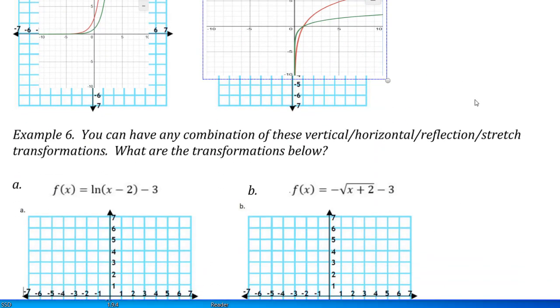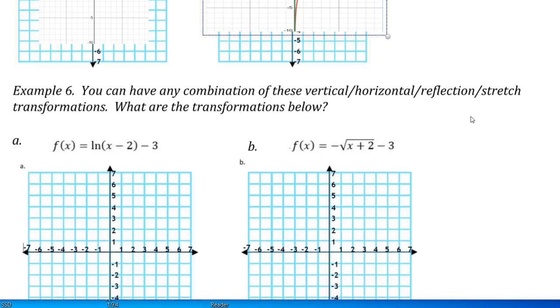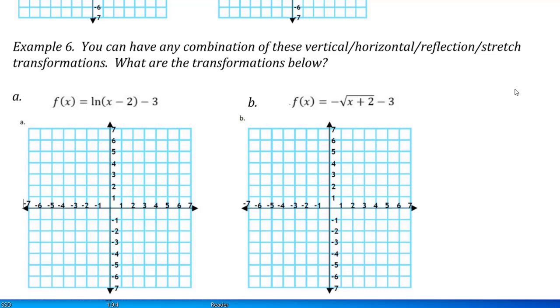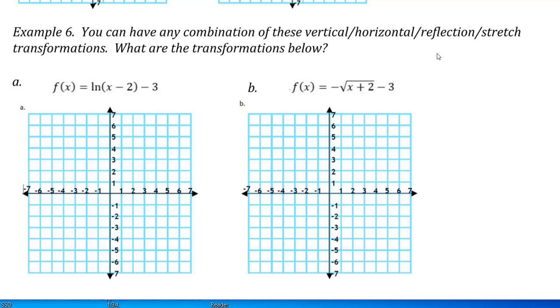All right, example 6. You can have any combination of these vertical, horizontal, reflection, stretch transformations. So what are the transformations below? So here's the meat of the lesson. This is what I was trying to get to. How do you graph this? Well, obviously you can use Desmos, but I want to identify what transformations there are from the base function.